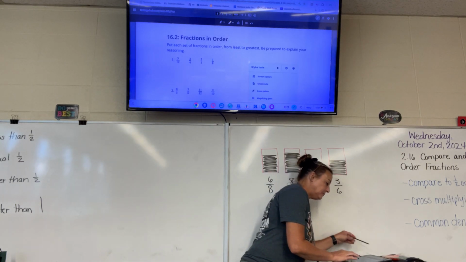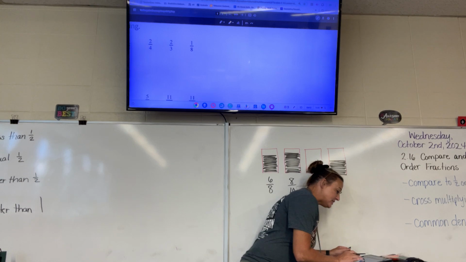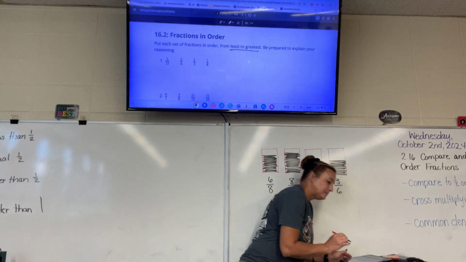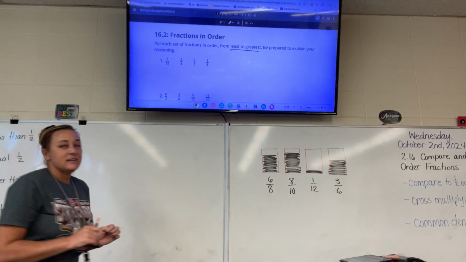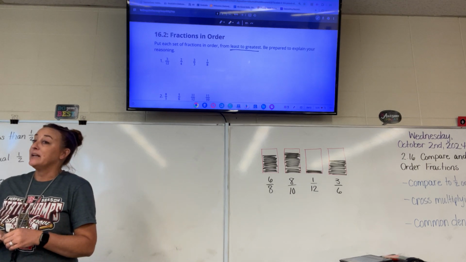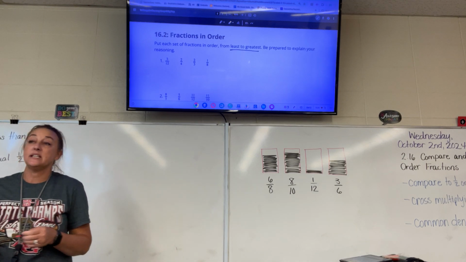Underline right now the words least to greatest, because sometimes the instructions say greatest to least, so you have to pay very close attention.